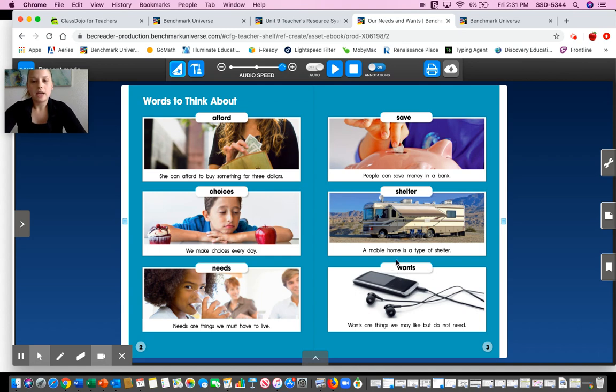The last vocabulary word we're going over is the word wants. And we've also been talking about this past week. Wants are things we may like but do not need. We do not need a phone. Did you know that? You don't need a phone.